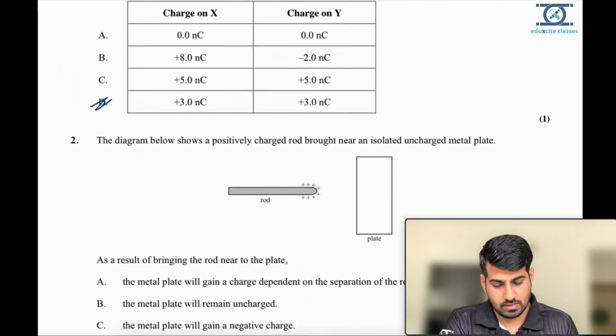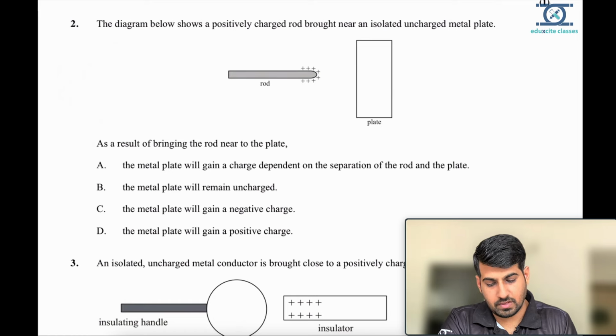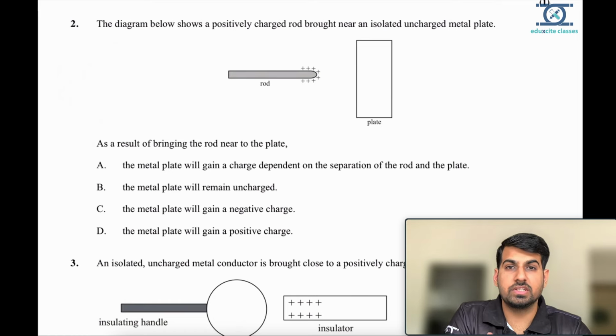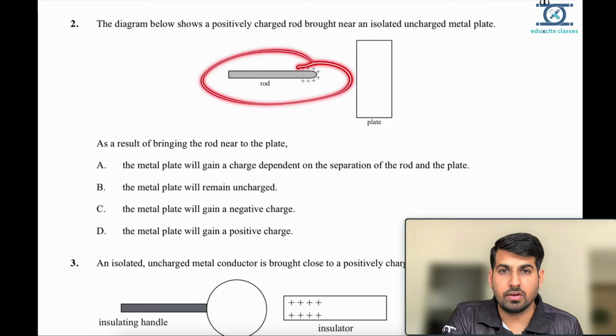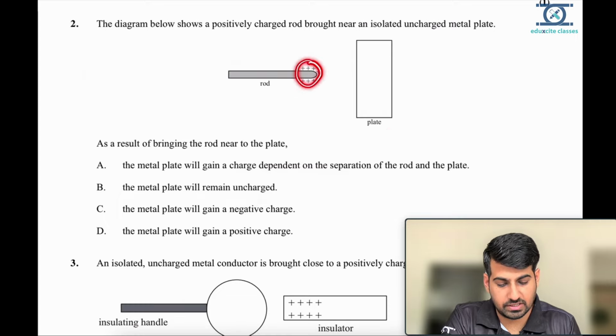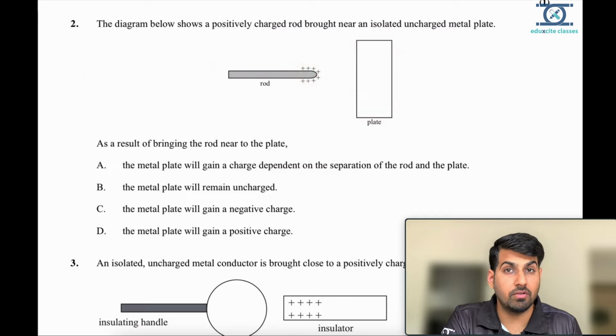Now question number 2. The diagram below shows a positively charged rod. This is brought near an insulated uncharged metal plate. You see this is positively charged and this is an uncharged metal plate. So uncharged means equal numbers of positive as well as negative charges.